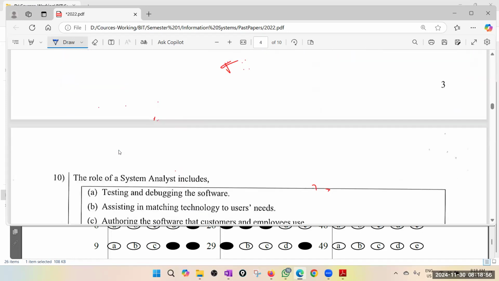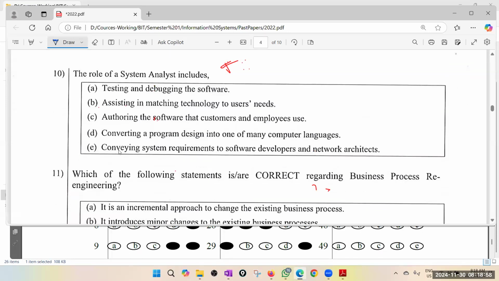Question 10. The role of system analysts includes testing and debugging the software. No, that is the QA people or the testers. Assisting in matching technology to users' needs. Yes, so that is part of system analysis.